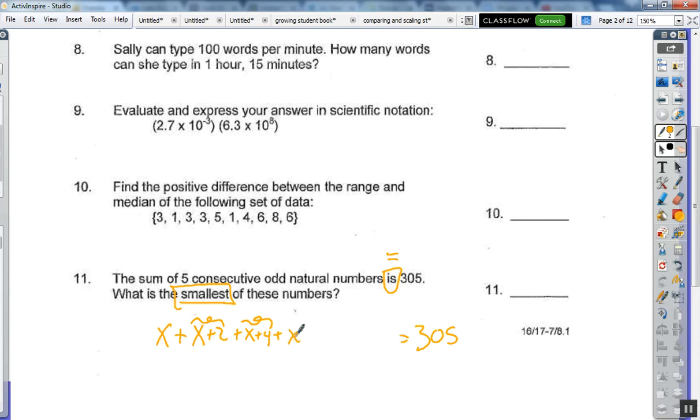My fourth number is x plus 6. My fifth number is x plus 8. So we have 1, 2, 3, 4, 5 numbers. Well, let's combine the similar terms. x plus x plus x plus x plus x is 5x.